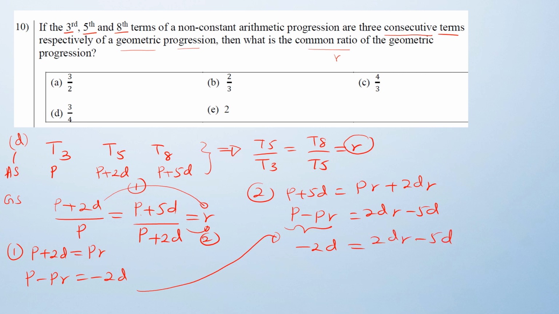D will be cancelled since it is a non-constant arithmetic progression. So D is not equal to 0. So you can divide by D. Then we have minus 2 equals 2R minus 5. So 2R equals plus 3 and R equals 3 by 2. So A will be the answer. So the answer is A.